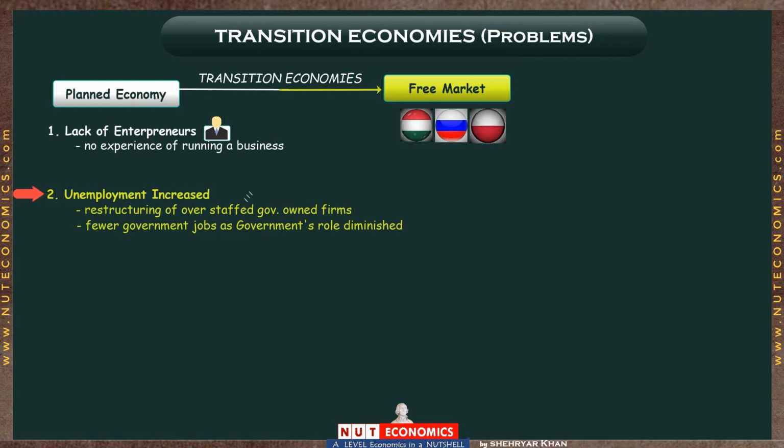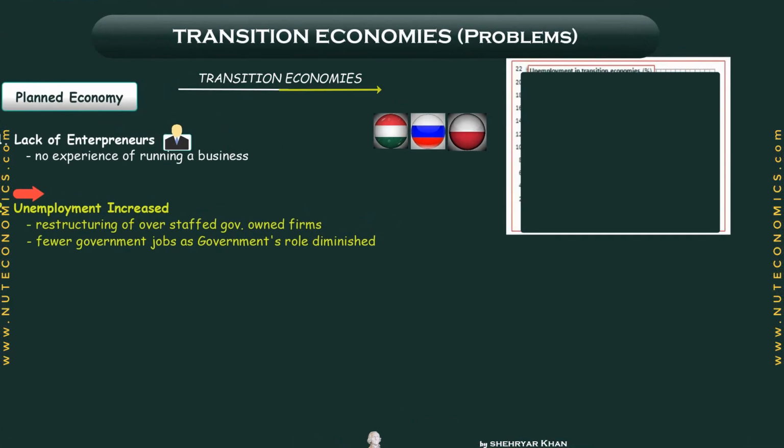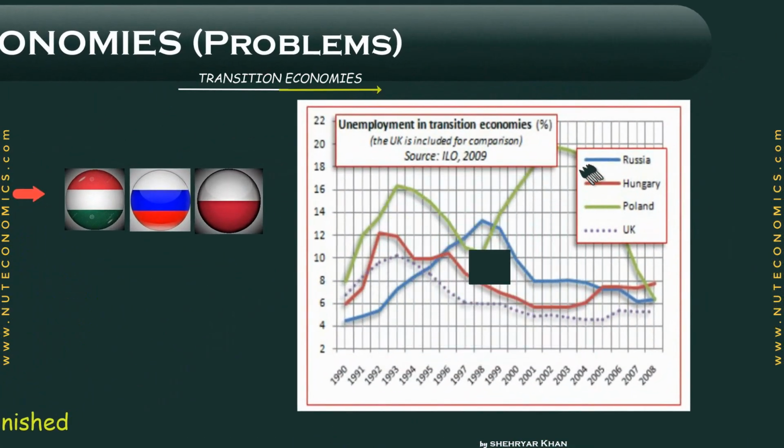Now you can see the spike in unemployment for the three transition economies of Russia, Hungary, and Poland in this graph on the right. All of these solid lines, the green, the red, and the blue, reflect the unemployment rate of these transition economies. And if you see over here, in the early 1990s, the start of the transition of these economies, all of these unemployment rates are suddenly increasing at a pretty steep rate.